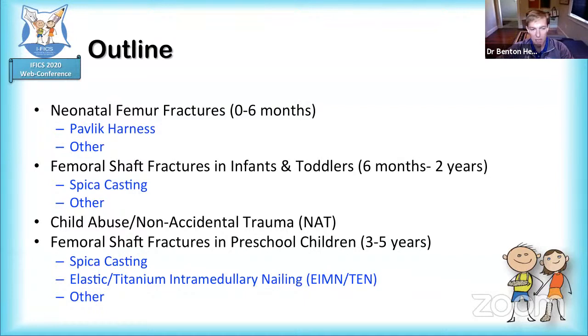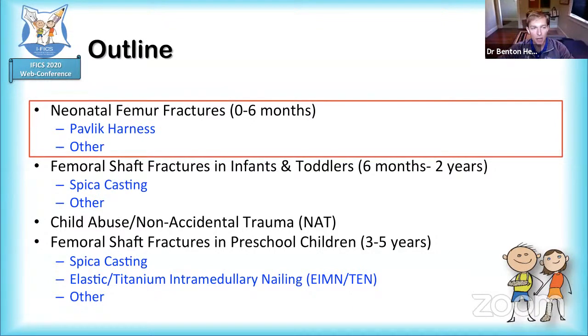And then we'll take some time and discuss child abuse and non-accidental trauma briefly because of the importance for this age group. Finally, we'll talk about femoral shaft fractures in preschool and younger school-age children, where spica casting and occasionally elastic nailing and other techniques are utilized. So let's start with neonatal and perinatal femur fractures.